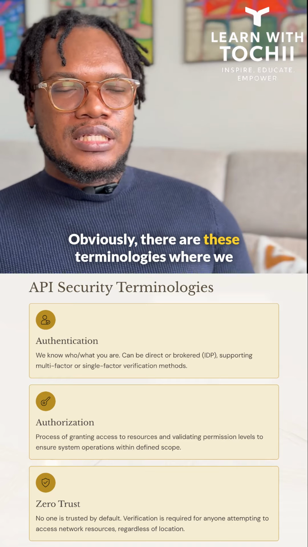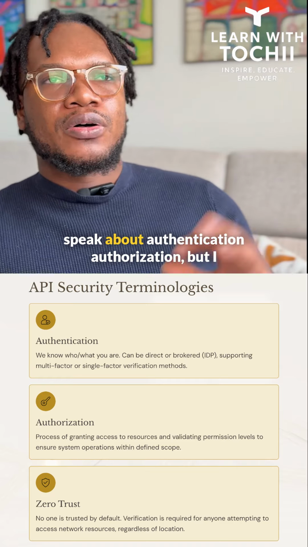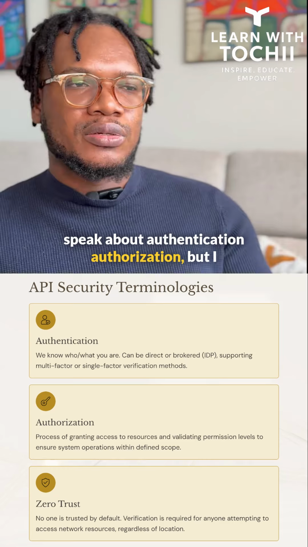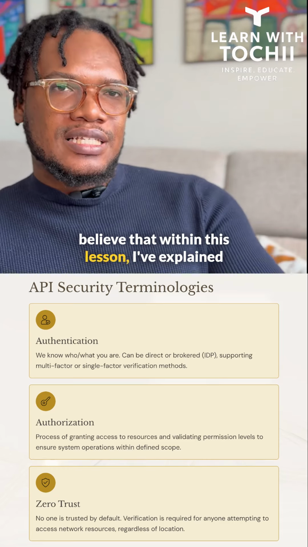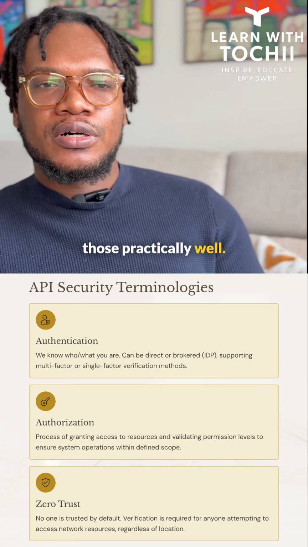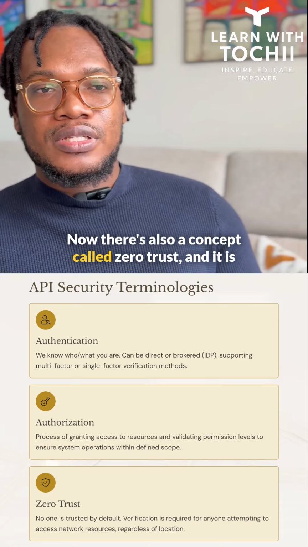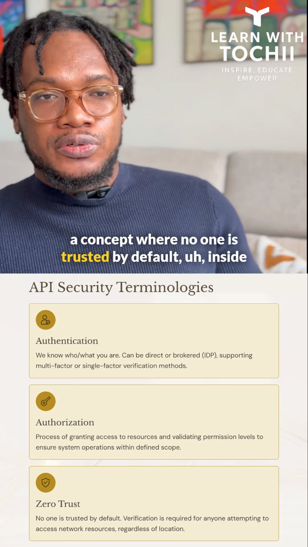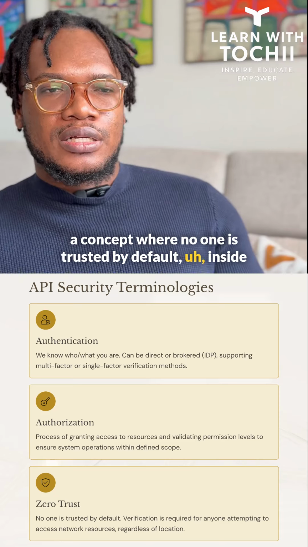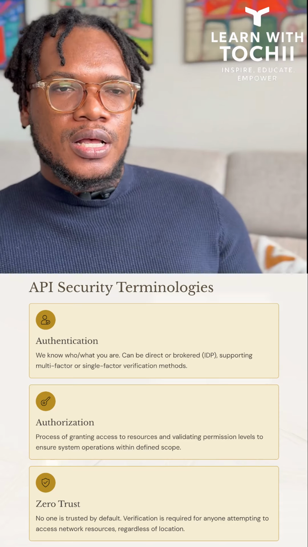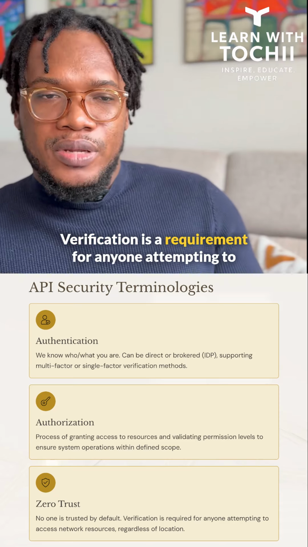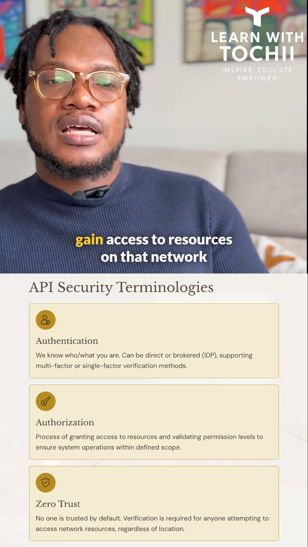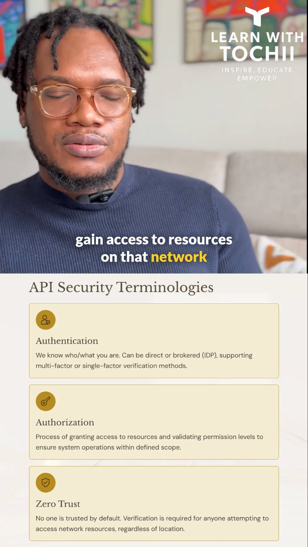Obviously, there are these terminologies where we speak about authentication and authorization, but I believe that within this lesson, I've explained those practically well. Now, there's also a concept called zero trust, where no one is trusted by default, inside or outside a network. Verification is a requirement for anyone attempting to gain access to resources on that network.